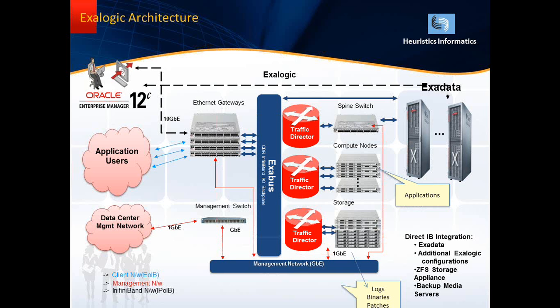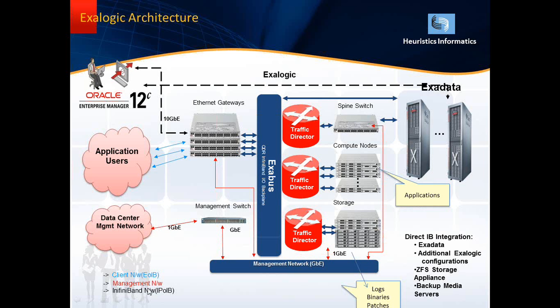If you closely observe the blue lines over here, the application users interact with the gateway switches. So this is the client network, where the outside traffic comes in. Some of the monitoring agents, like Oracle Enterprise Manager and Ops Center, have been configured on this client network, and the speed of this client network is 10 Gbps.